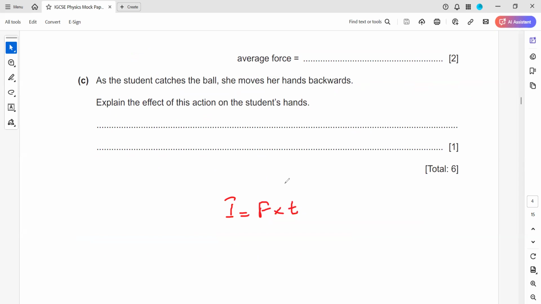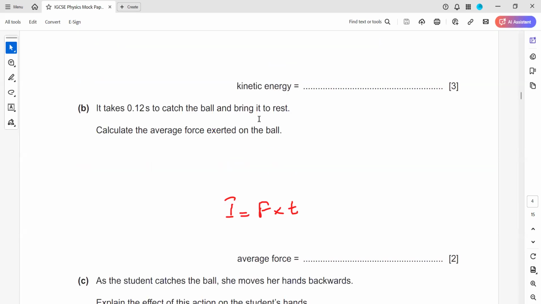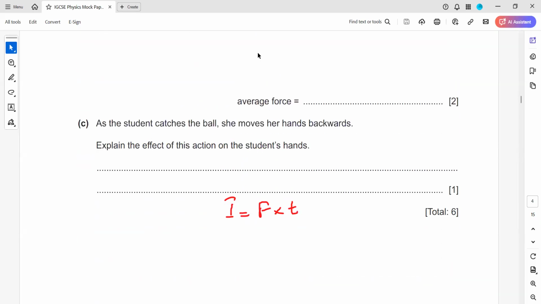So when we stop the ball, why can we not use 160 gram? Because the SI unit of the mass is kilogram. Yes, this is mock 3, mock paper 4, set 3. Question number 2. So impulse is force multiplied by time.